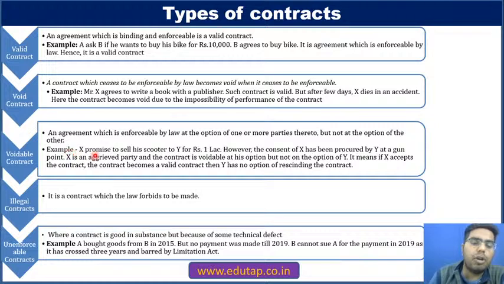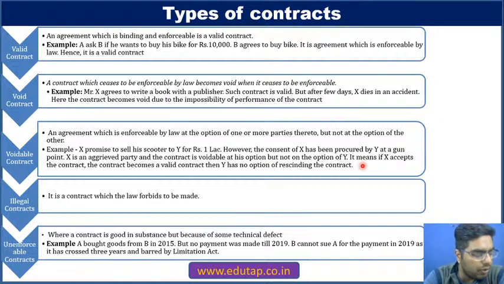For example, X promises to sell his scooter to Y for rupees 1 lakh. However, the consent of X has been procured by Y at gunpoint. X is the aggrieved party and the contract is voidable at his option, but not at the option of Y. It means if X accepts, the contract becomes a valid contract, and Y has no option of rescinding the contract. Listen carefully: when the contract is enforceable by law at the option of one party, that is a voidable contract.